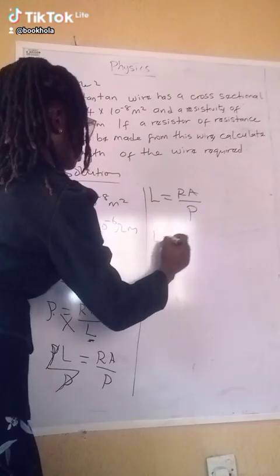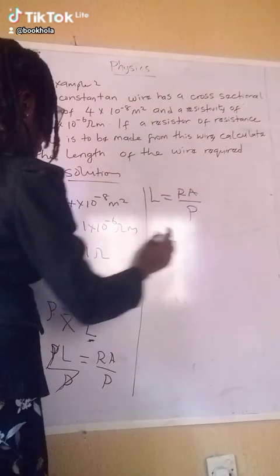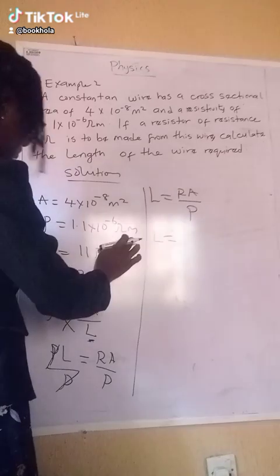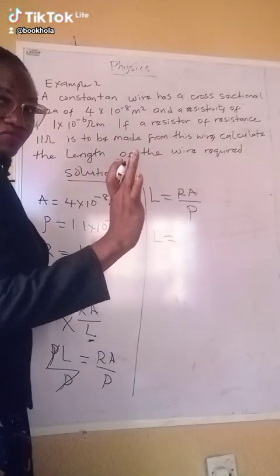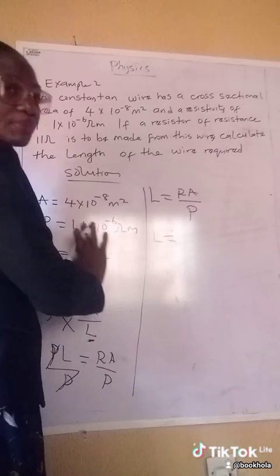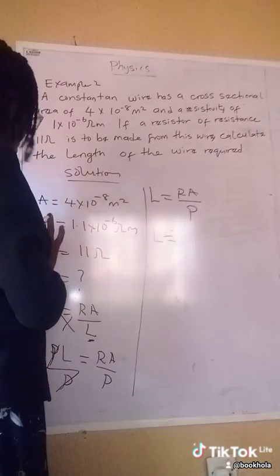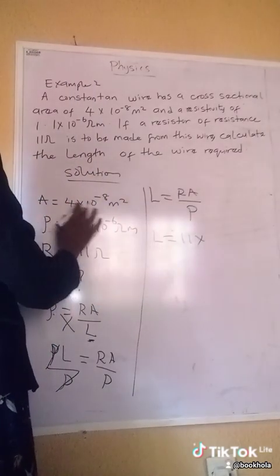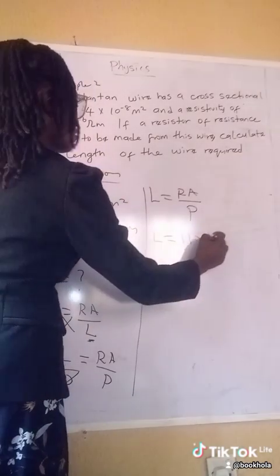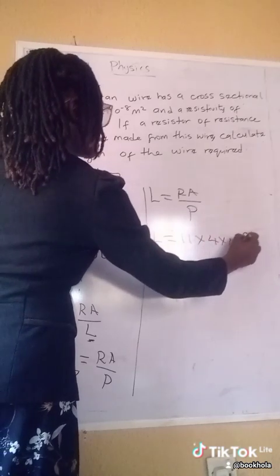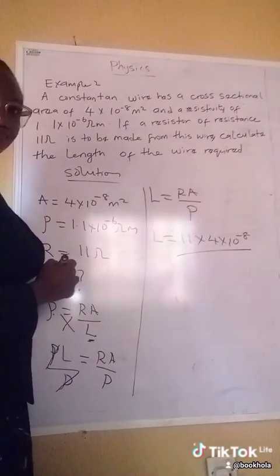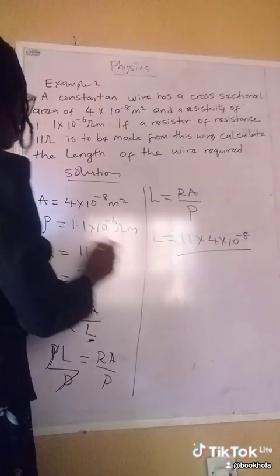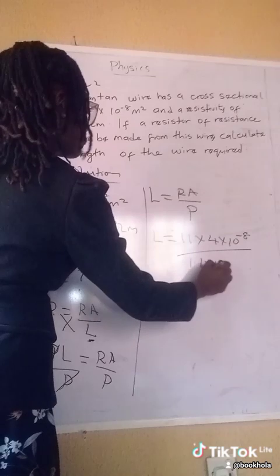Now let's substitute. Let's check if there's any one we need to convert. This is a meter squared, it's okay. This is ohm meter. So no conversion of any kind. So we can then input our parameters to solve. What is R? R is 11 times. What is A? A is 4 times 10 raised to the power minus 8. So we have 4 times 10 raised to the power minus 8 all over, and rho, what is rho? Rho is 1.1 times 10 raised to the power minus 6.